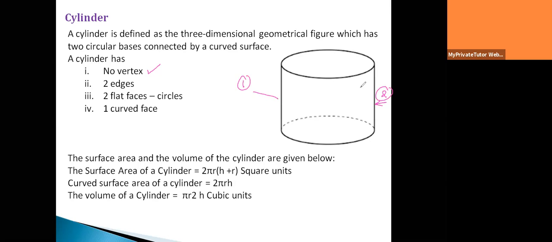What are the flat faces? The base and the top base, both of which are circles and both equal in size as well. And one curved face, that one is the top. I mean the front one they're talking about. Okay, so let's try to learn the formulas of a cylinder.